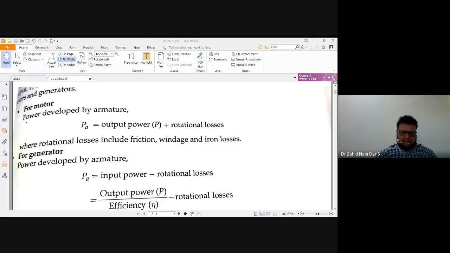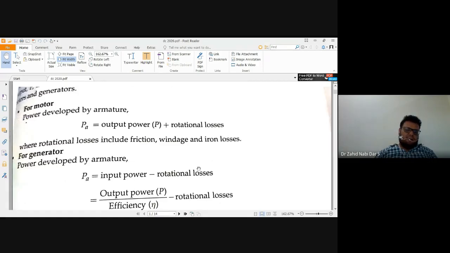So basically, now for the motor, we start with the motor. The power developed by the motor depends upon the output power plus the rotational losses, because the power required by the motor is mechanical in nature. The input supply to the motor is electrical and the output of the motor is mechanical, whereas in the case of the generator, the input is mechanical in nature and the output is in electrical form.